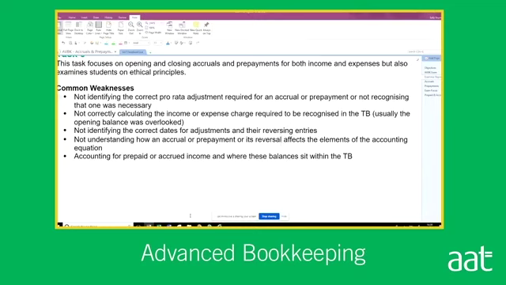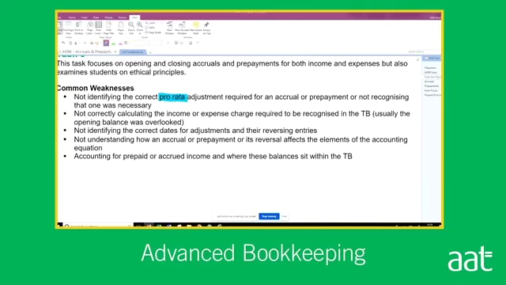So the first one is that students are not identifying the correct pro-rata adjustments that you are required to do when you're calculating your accruals and prepayments, okay? Or you're just simply not recognising there is one that you have to calculate. So when we talk about pro-rata adjustments, how many months do we need to accrue for in that financial period, or how many months has been prepaid and therefore relates to the next financial period. So that's key. It's the number of months.